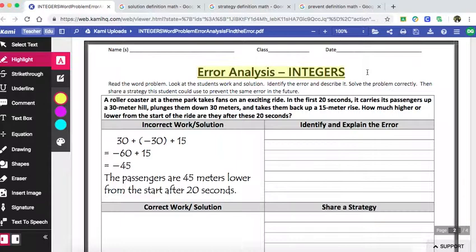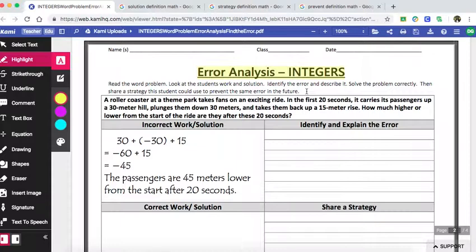There is a subheading, which I can predict is the directions. It says, read the word problem. Look at the student's work and solution. Identify the error and describe it. Solve the problem correctly. Then share a strategy this student could use to prevent the same error in the future.